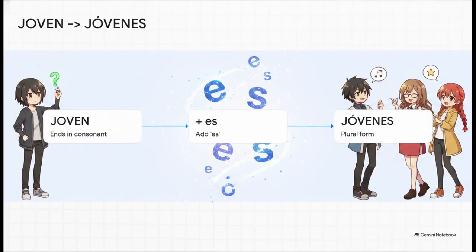It would sound incredibly awkward. Jovens, no way, that just doesn't work. So our slight variation kicks in. We add S, which brings us to our final step, jóvenes, young people. See? Consonant ending? Just add S to smooth out the pronunciation.